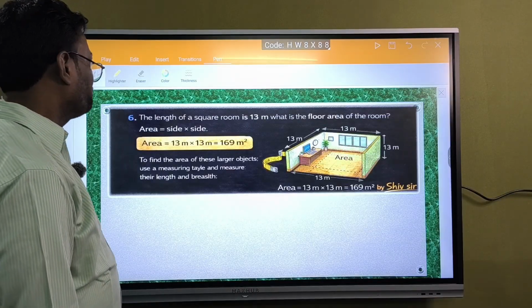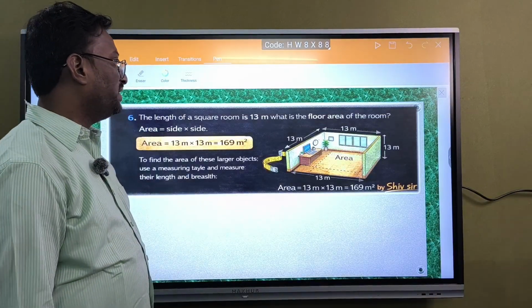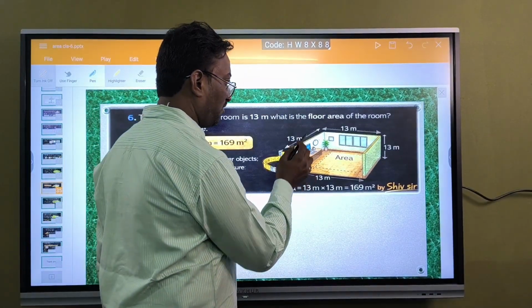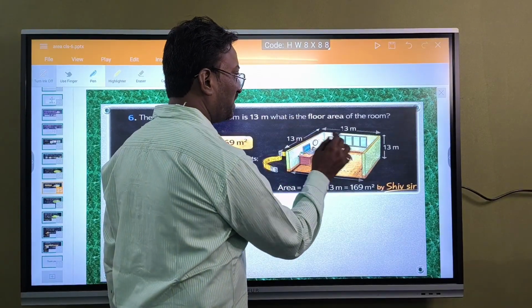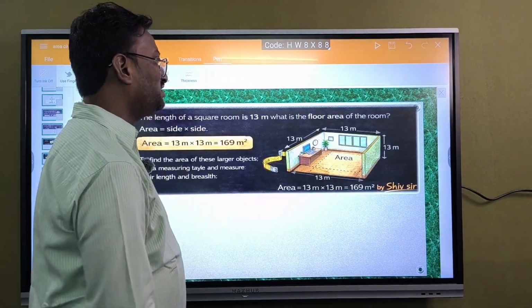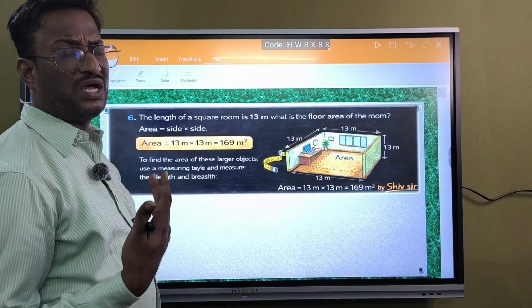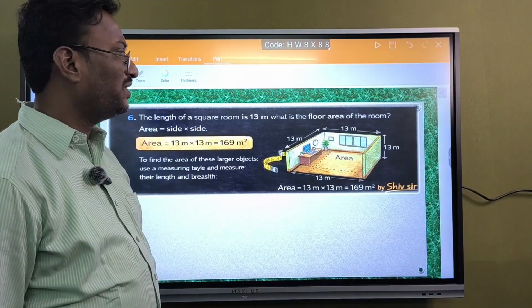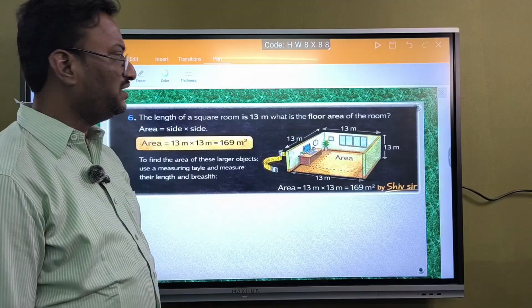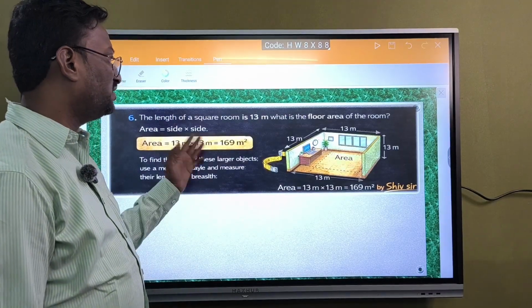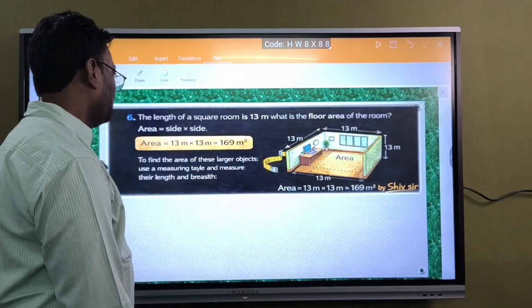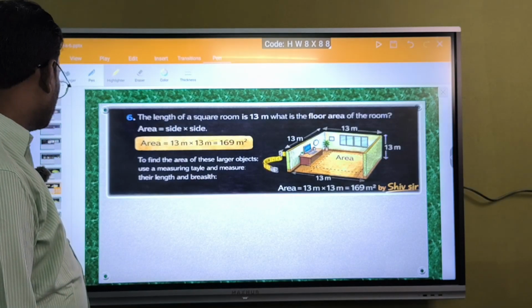Next one is, the length of the square room is 13 meters. So the room is of square shape. One of its sides is 13 meters. What is the floor area of the room? It is just side square, because in case of a square, length and breadth are equal. We already studied this. You just make a square of it, that is 13 into 13, 169 square meters. Likewise, you can measure.